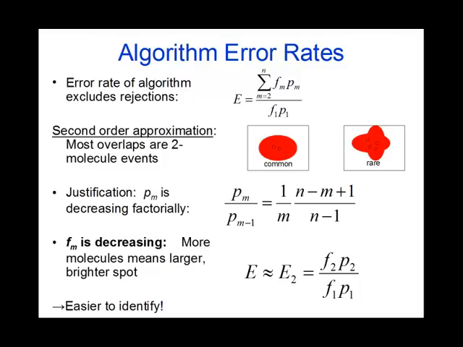We can now calculate the error rate, and so we have to readjust our calculation. We have to include the probability of getting an M-molecule image and the probability of accepting it. In most of my work, I focus on the 2-molecule events, and I'll give you a few justifications. One is that as long as you're working below the maximum activation probability, this is more common than this, and you can show that mathematically.